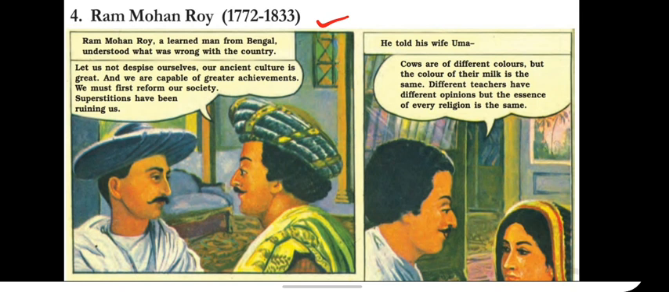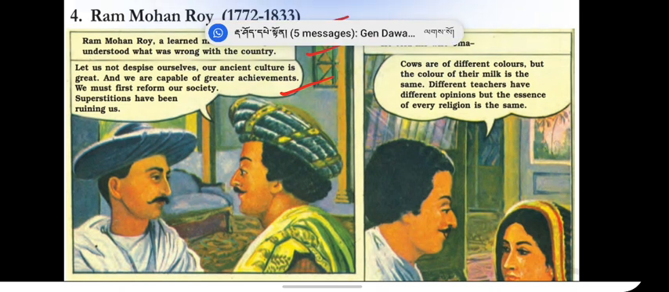So what has happened here? Ram Mohan Roy, a learned man from Bengal, understood what was wrong with the country. So Ram Mohan Roy understood that something is wrong. Let us not despise ourselves. Our ancient culture is great and we are capable of greater achievements. We must first reform our society. Superstitions have been ruining us.